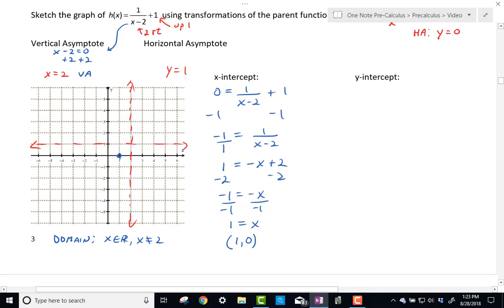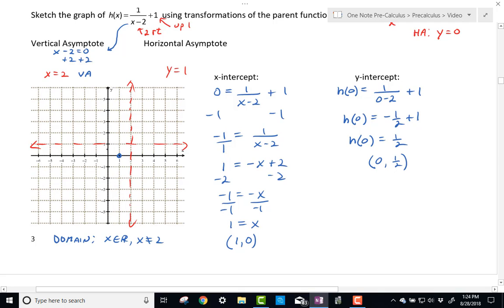Okay? A y-intercept. Plug in 0 for x. One of the easiest points to find. h of 0 equals 1 divided by 0 minus 2, plus 1. Well, this is going to be 0 minus 2, which is negative 2, so that's going to be negative 1/2 plus 1. So that's going to equal positive 1/2. So I have a y-intercept at (0, 1/2).